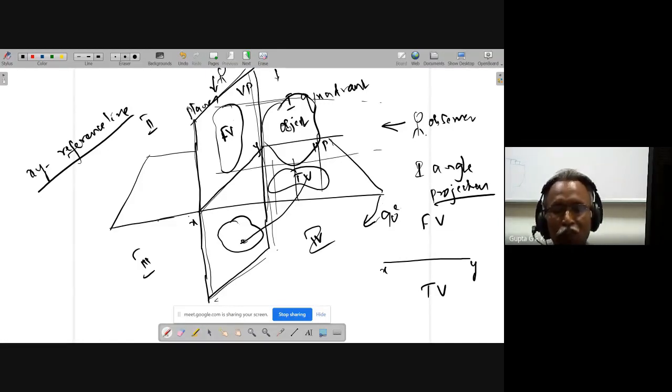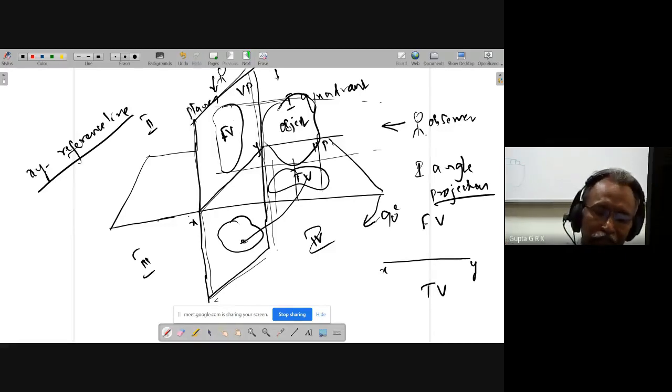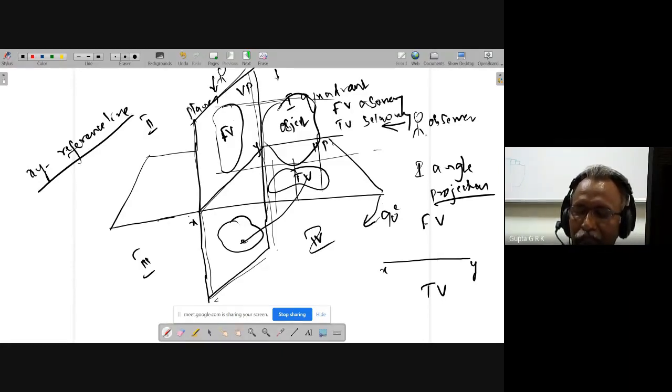Now, why should I keep it in the first quadrant? I can keep it in the second quadrant, third quadrant, or fourth quadrant. Here I will write first quadrant. If I keep it there, I get the front view above XY and the top view below XY. This is the way I get it. Am I right?